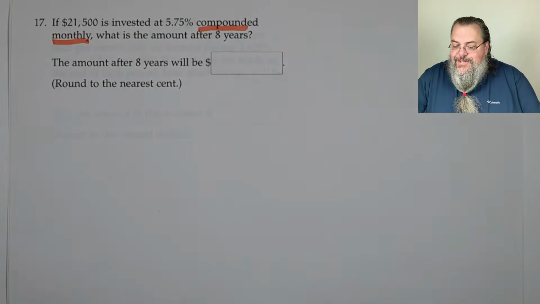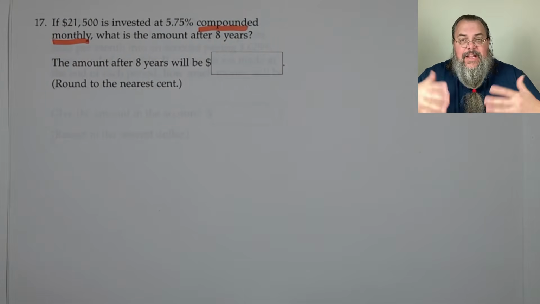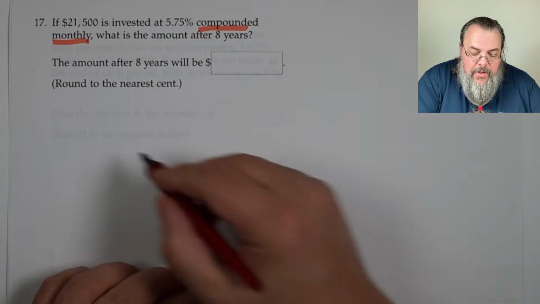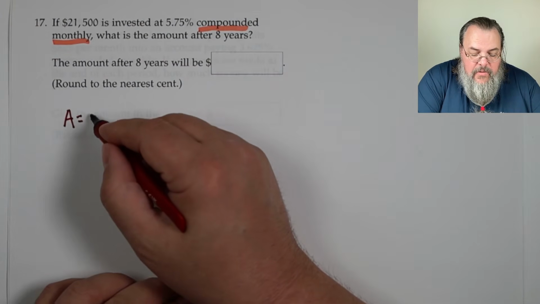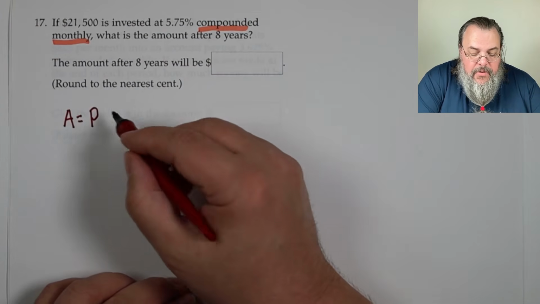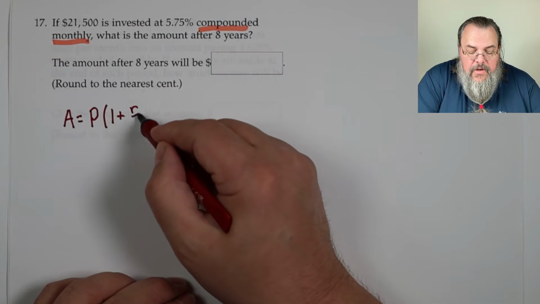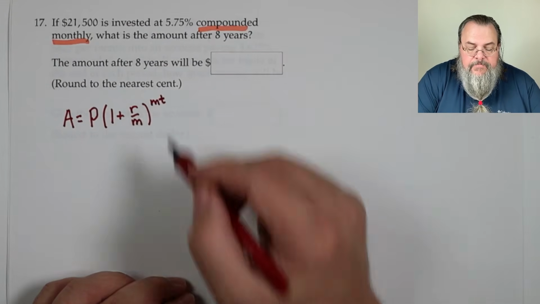Okay. So this is our discrete interest formula. So what does that one look like? Well, that says we have that the amount that we're going to get is what we started with, our principal, times 1 plus r over m to the mt.